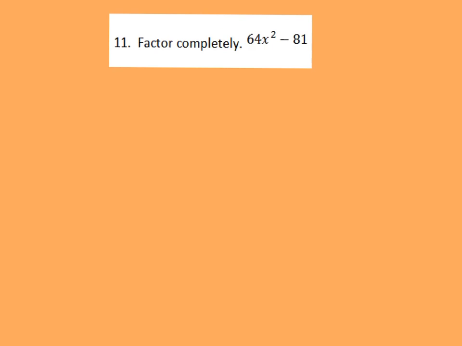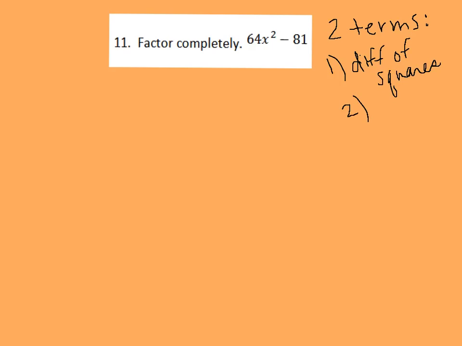All right, number 11, again, factor completely. Very, very first thing I look for is a GCF. I don't have a GCF here, so now I need to look at how many terms I have. 1, 2 terms. Okay, 2 terms, I have a couple of different options. My options are 1, difference of squares. Option 2, difference or sum of cubes. So those are my 2 options.